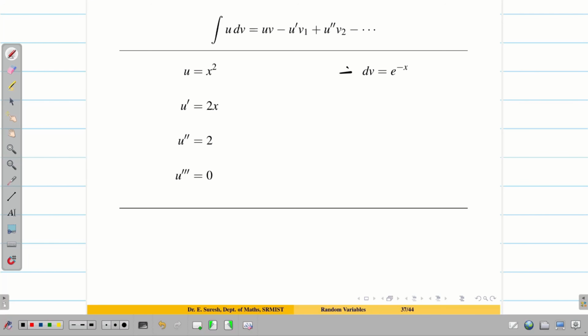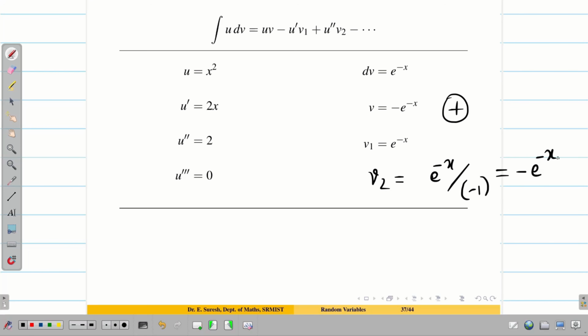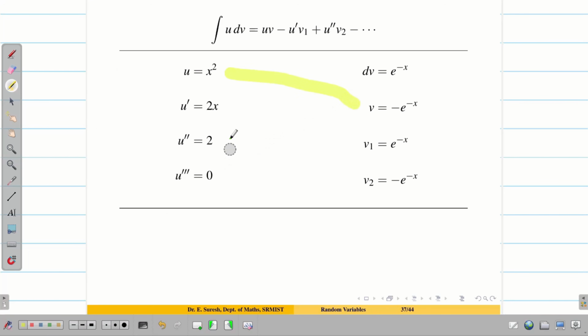Now we have to integrate this. Integrating dv we get v, then the integration of e power minus x is minus e power minus x. Now integrating v we get v1, we get one more minus, so minus into minus becomes plus e power minus x. Then v2 is e power minus x divided by minus 1, simply we write this as minus e power minus x. Now this is ready. I have to substitute this in the formula. We can see uv, u dash v1, u double dash v2, then all the remaining things are 0.